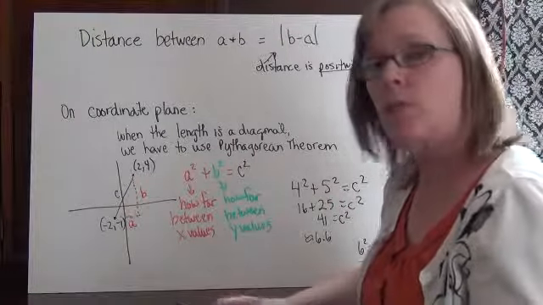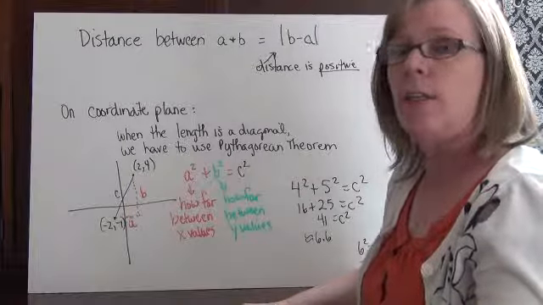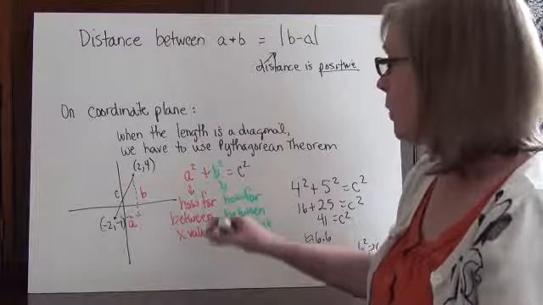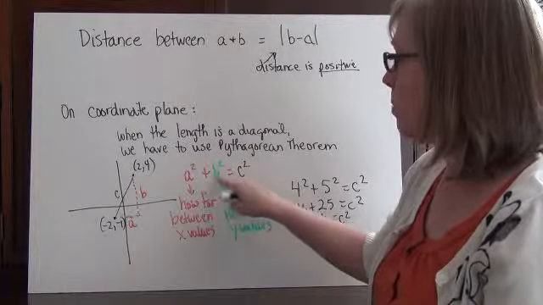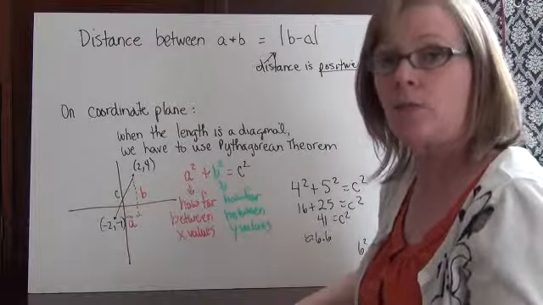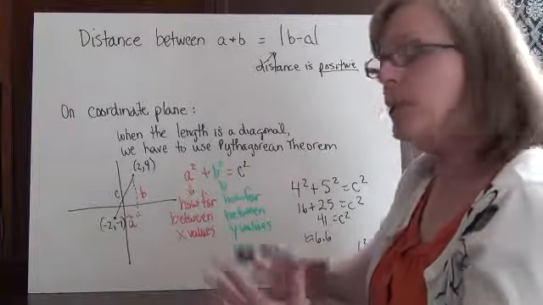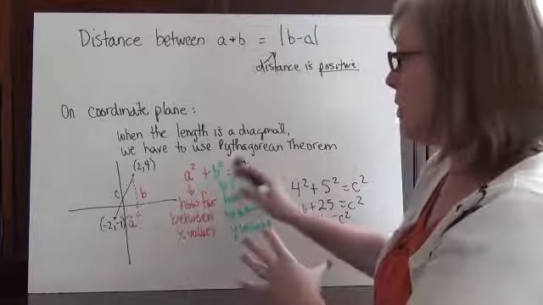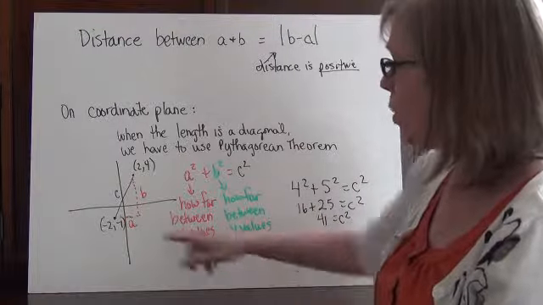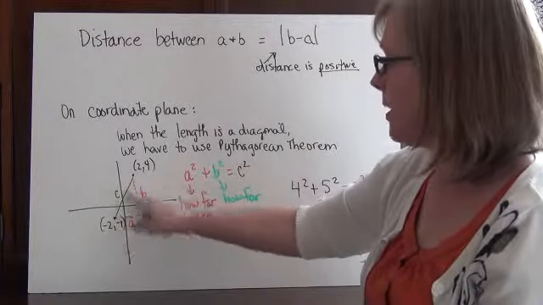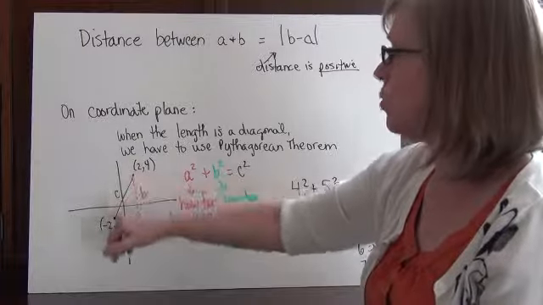Now, if you're used to using the distance formula, that's terrific. Look at that distance formula and see that you're really using a squared plus b squared equals c squared as the distance formula. So you can keep using it. But I'm going to describe the process using the Pythagorean theorem. So I've given myself a couple of points here, and I'm trying to find the distance between these 2 points.